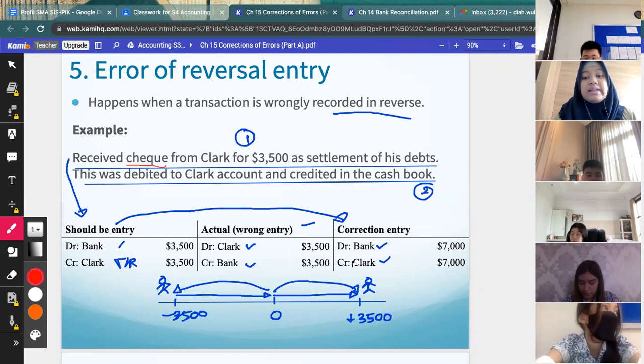Now let's see the amount. After you put their sides correctly, as it should be, now let's see the correction amount. Now, the correction amount is not 3,500. You should double the amount. Once again, you should double the amount.